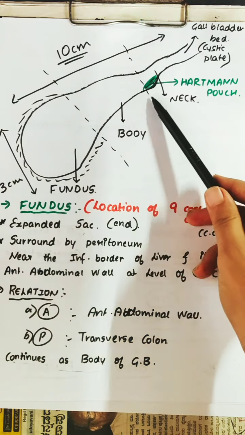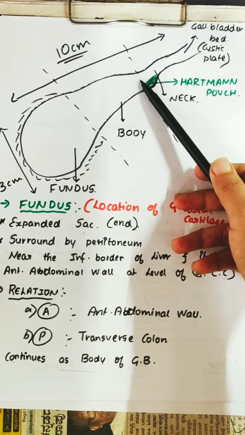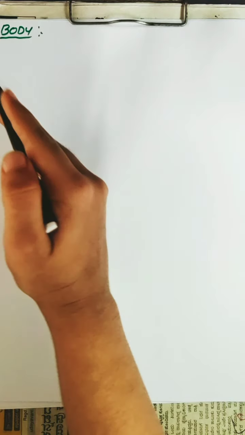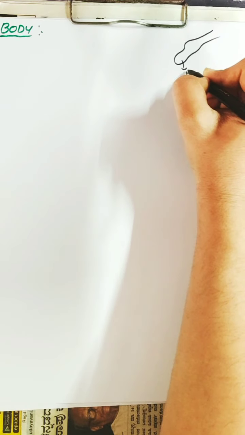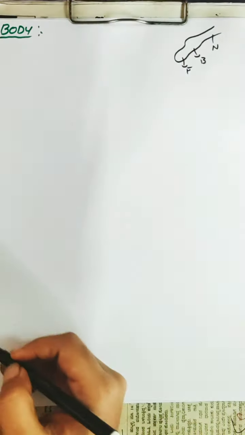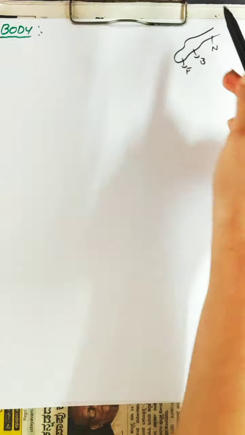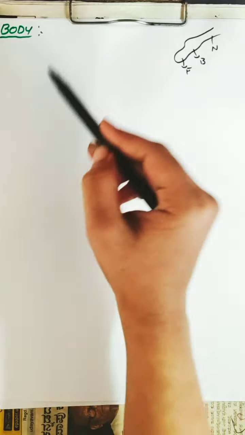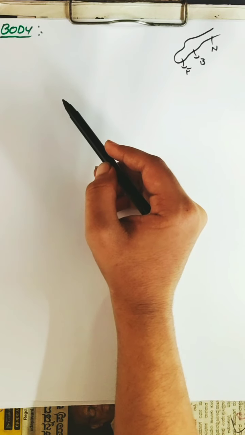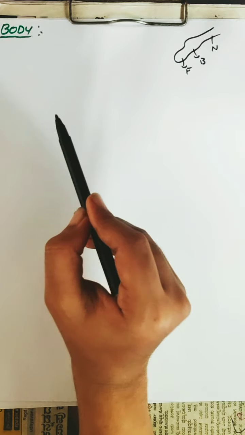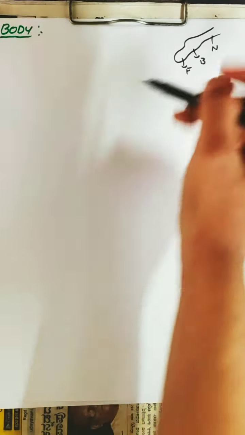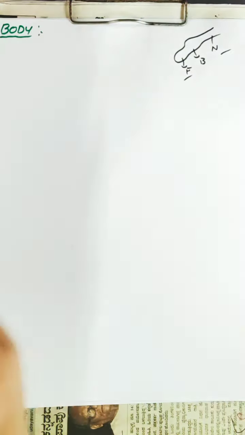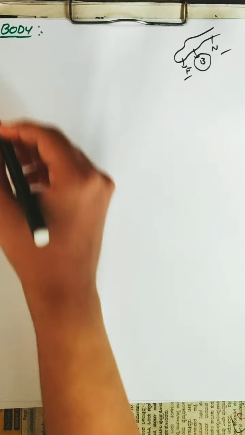Now we'll study in detail about the body of the gallbladder. You can see it in the diagram. I'll draw a small structure here. If this is the fundus, this is the body, and this is the neck. The body is found medial to the fundus, and it is embedded in the gallbladder fossa of the liver. A very important point to note is that there is peritoneum in the fundus and in the neck, but no peritoneum in the body of the gallbladder.